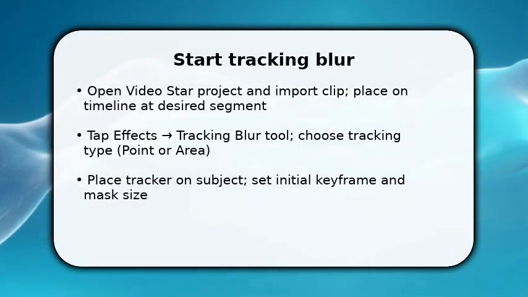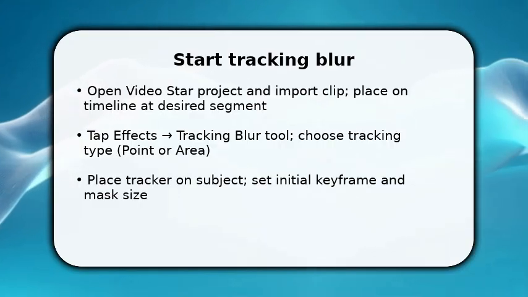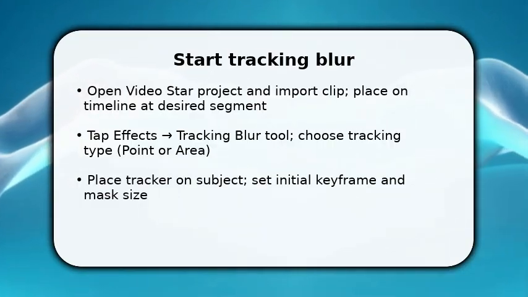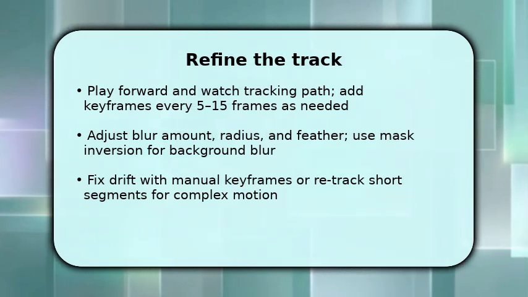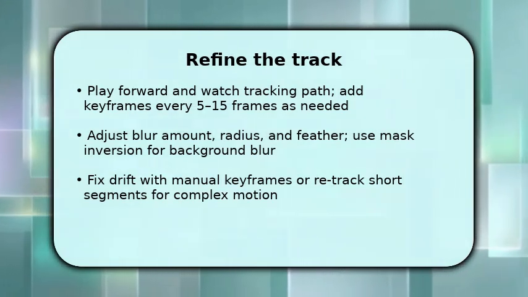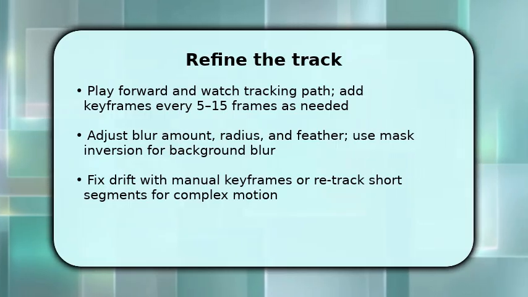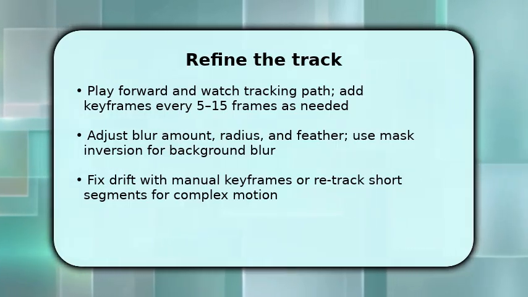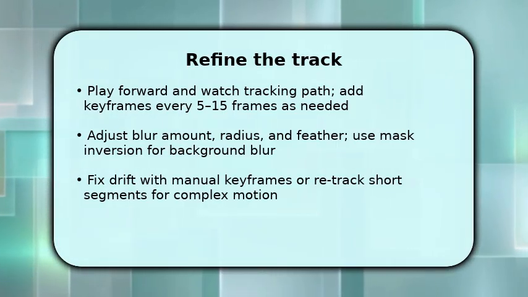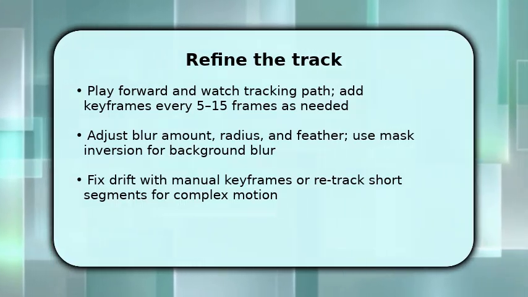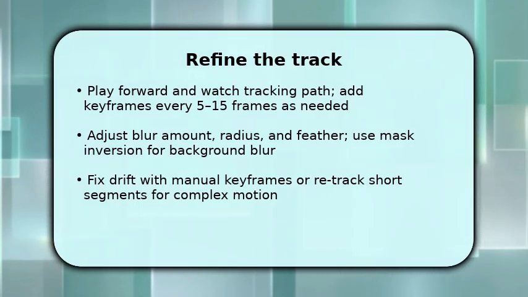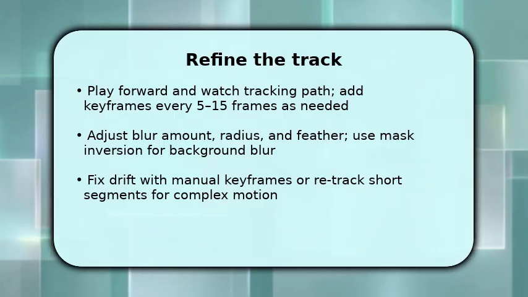Make sure the initial placement is precise, because the tracker uses this frame to follow motion accurately. Once the initial track exists, play the clip and inspect the path frame by frame to catch drift. You'll add keyframes where the tracker struggles, typically every 5 to 15 frames for fast motion, so the mask stays locked. Then tweak blur amount, radius, and feather to match scene depth. Higher feather blends edges, lower radius keeps sharp borders.